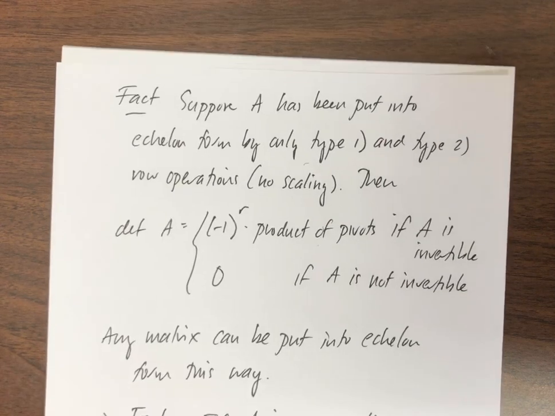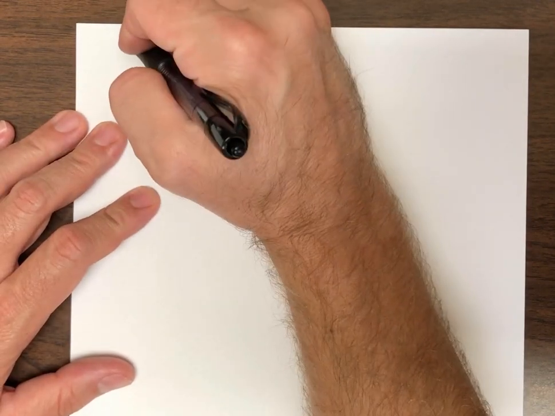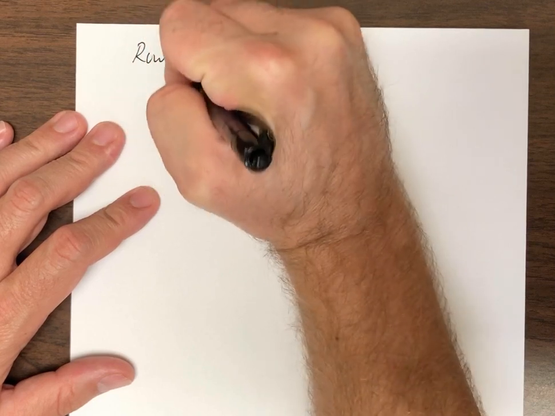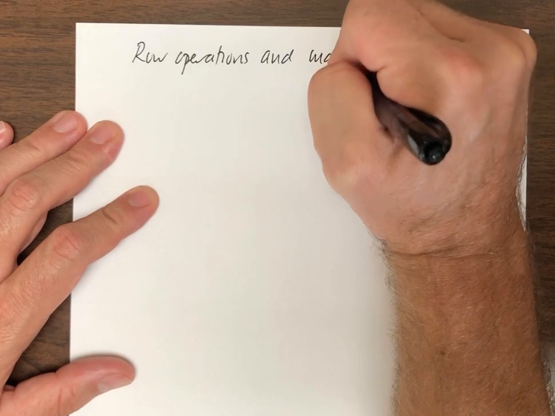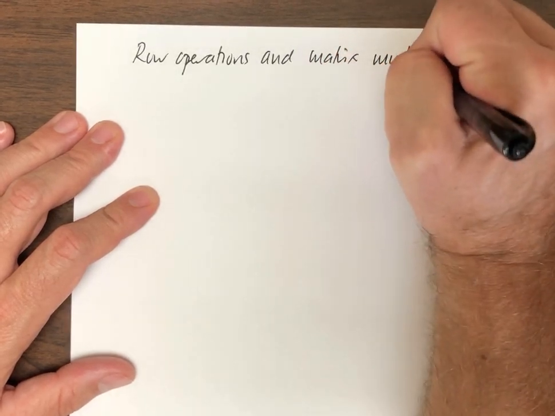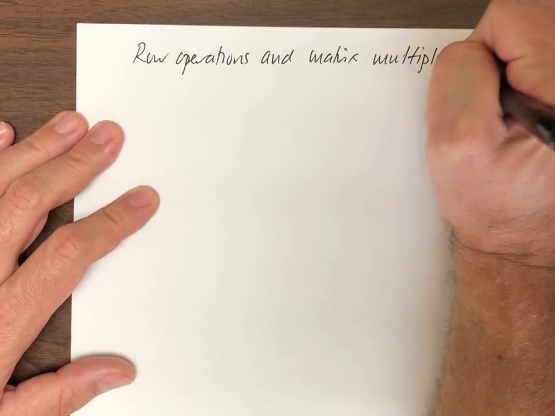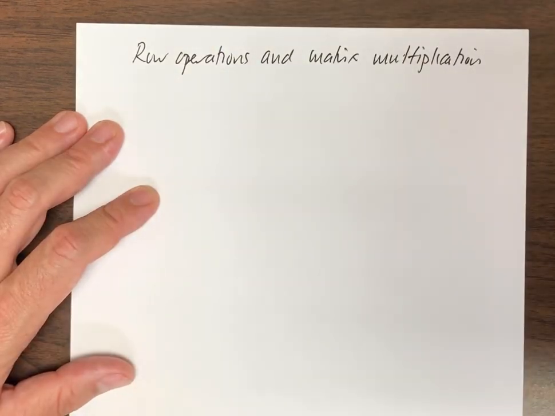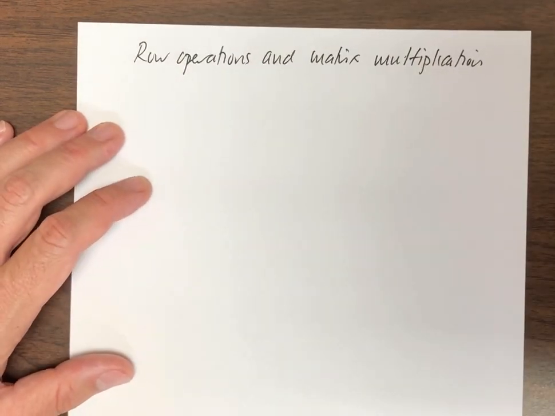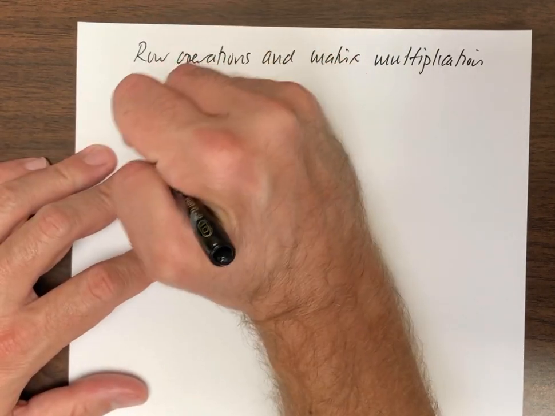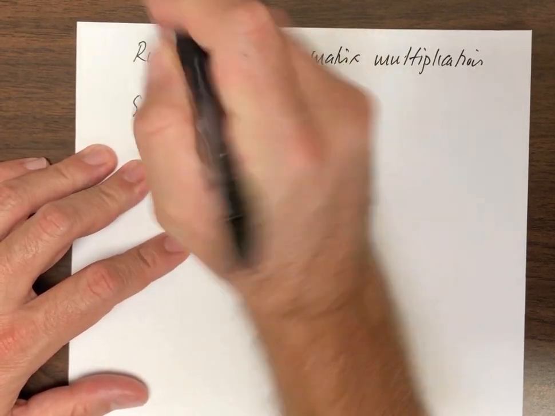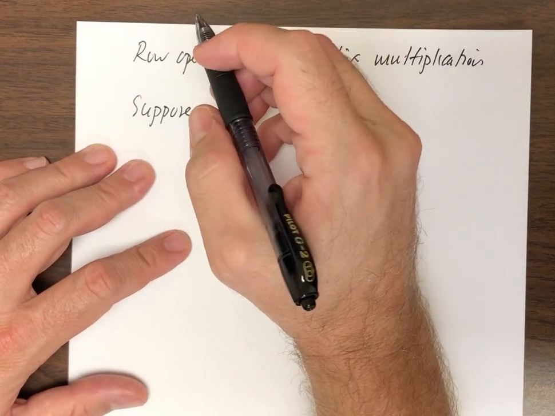Okay, the last thing I want to talk about briefly is another application of row operations: row operations and matrix multiplication. Recall, from last time we saw that row operations can be encoded by matrix multiplication.